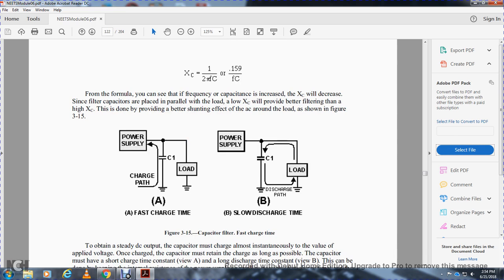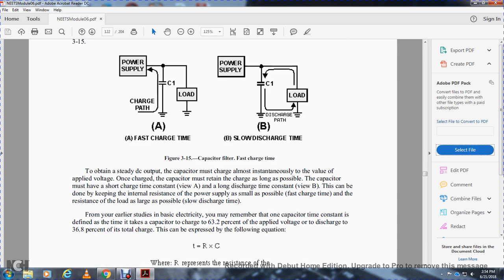Alright, the first is charge time. It shows the power supply with capacitor 1 and its charging path from the ground. Capacitor 1 is grounded, and the load is grounded. The charge path goes to the power supply, then capacitor to the ground, capacitor to the load, ground. The discharge path goes from the load, ground, capacitor 1, load, and both grounds follow.